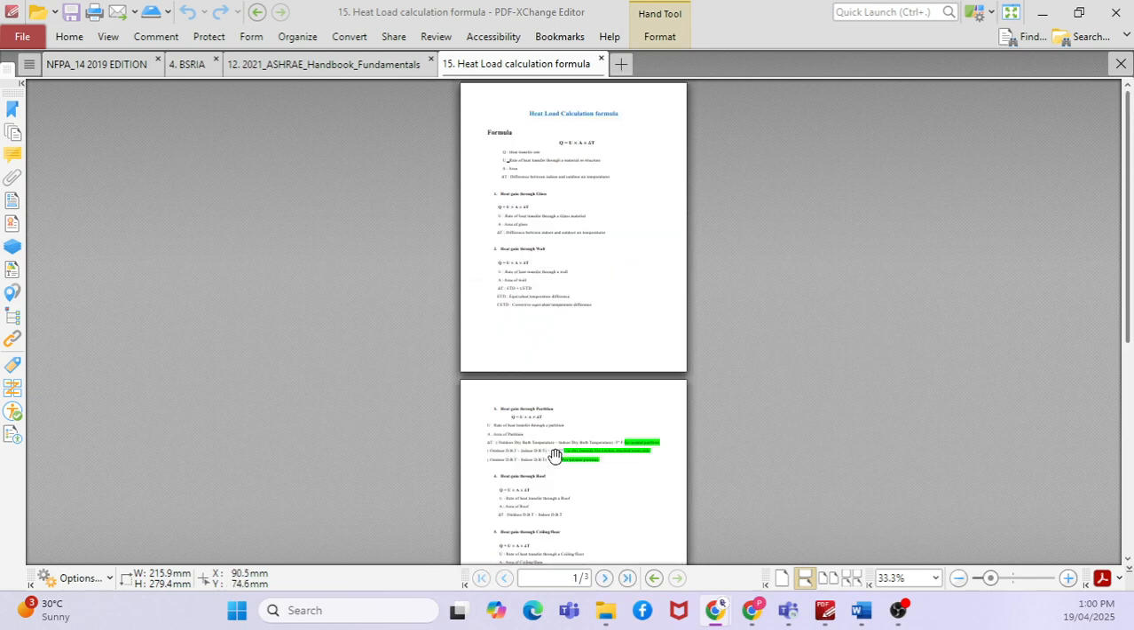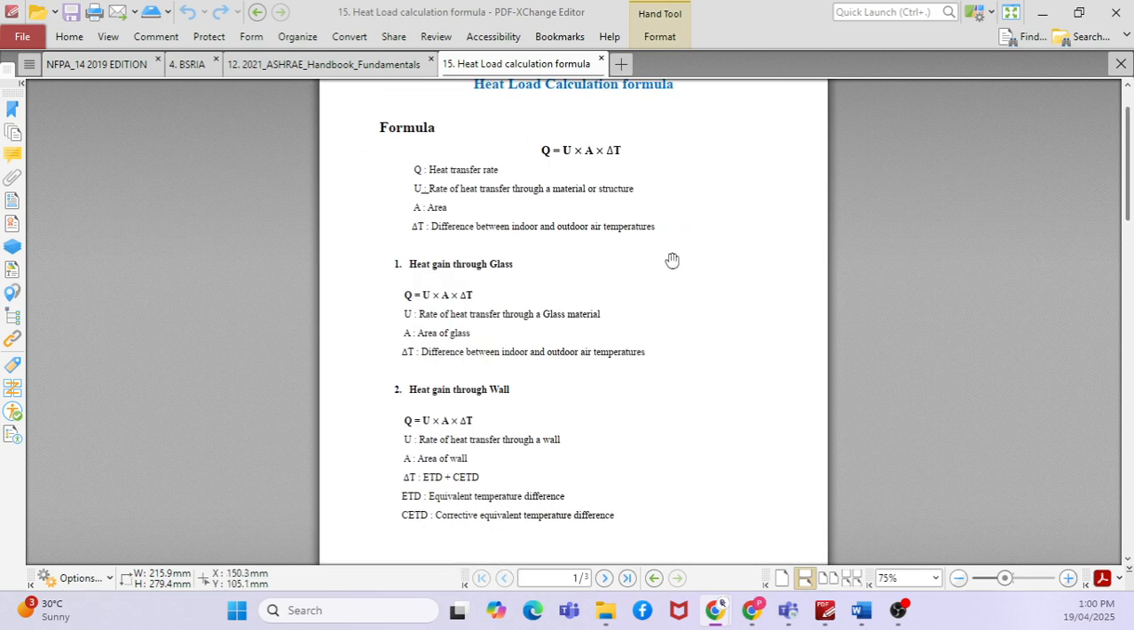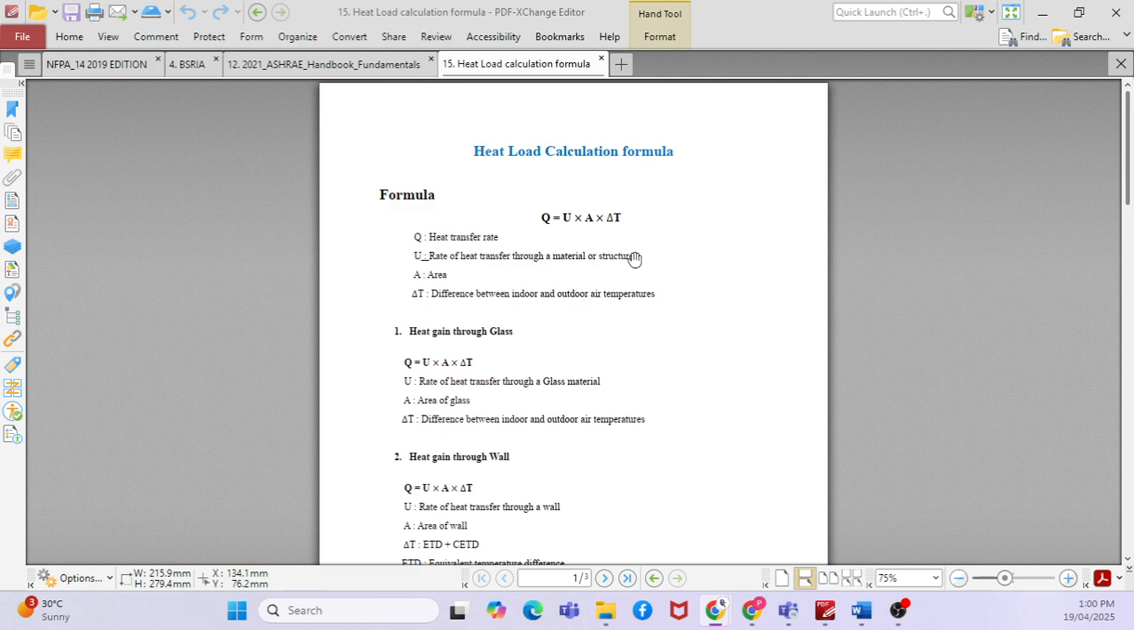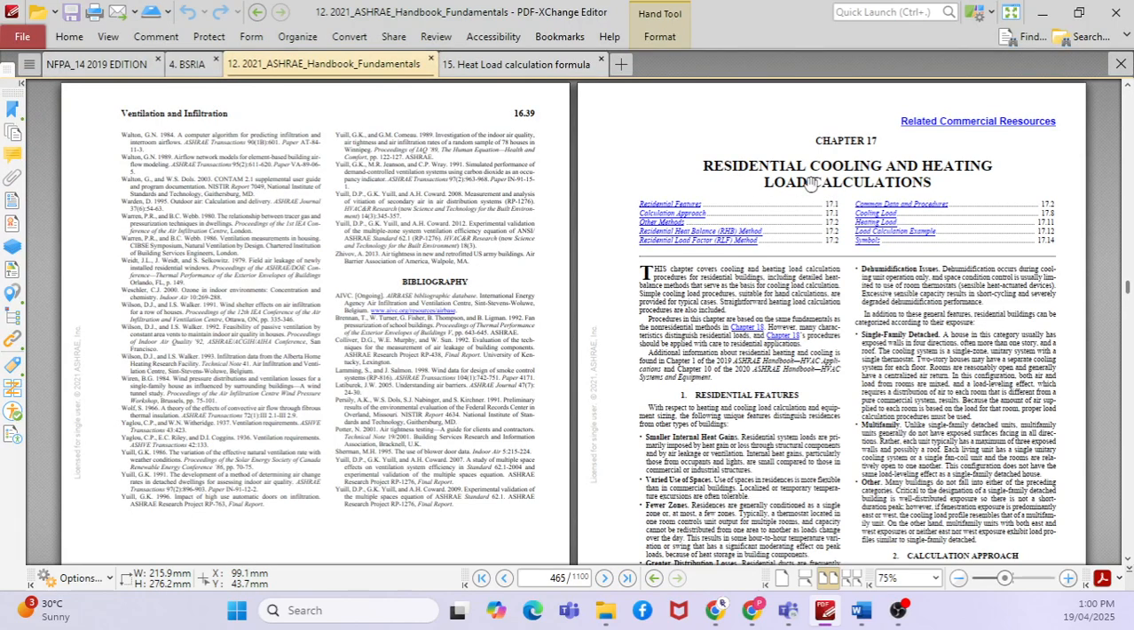So these came from some equations, and the standard for them is ASHRAE Fundamentals. You can say residential cooling and heating load calculations. This is from ASHRAE Fundamentals.